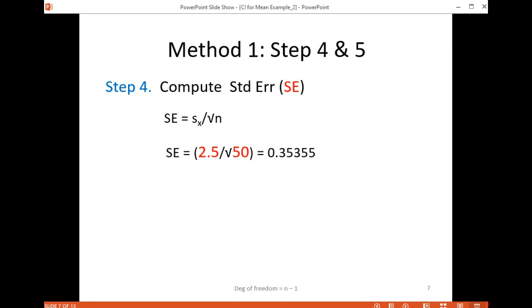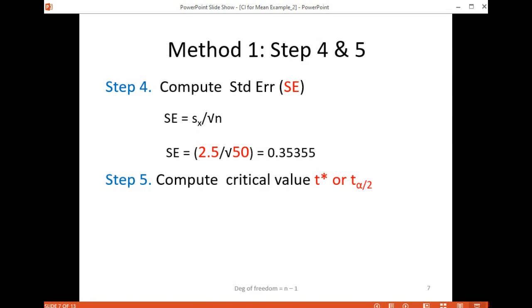So that's going to give us 0.35355. I want you to write that down. Okay, now we're ready to find the critical value, T star.